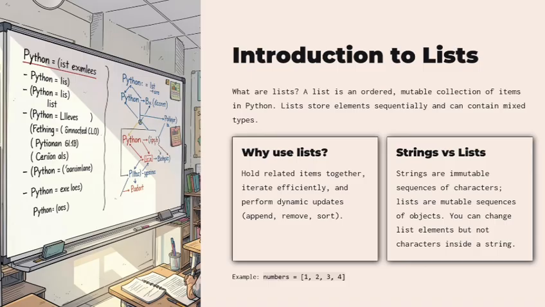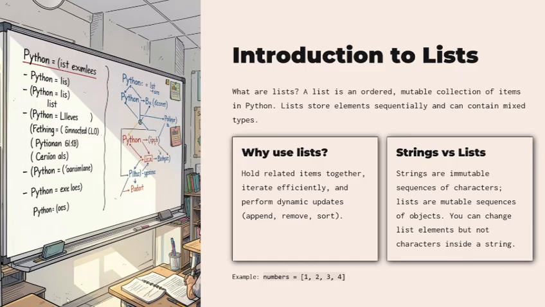A list is an ordered mutable collection of items. Let's understand these three words. Ordered, mutable and collection. So ordered means elements maintain their position. Every element has an index.